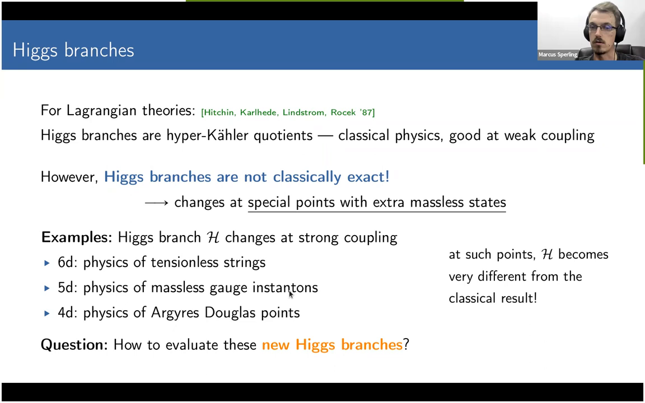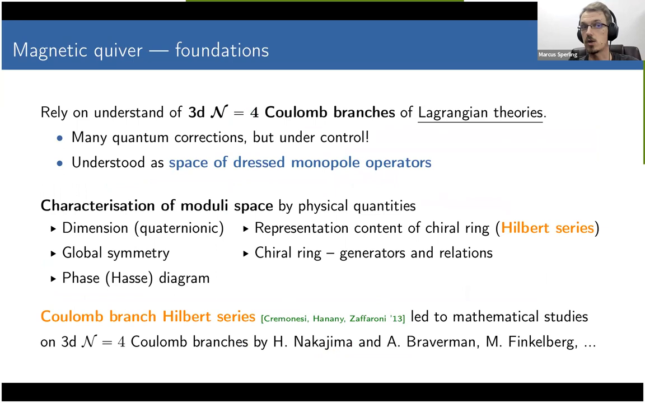And then we do have a question: how do we describe these spaces? That is precisely where the object that we want to talk about at length comes into play. It is the magnetic quiver. The magnetic quiver builds upon a different moduli space, which is also hyperkähler. Besides the Higgs branch, we also have Coulomb branches, the ones parameterized by the vector expectation values of the scalar fields in the vector multiplet.